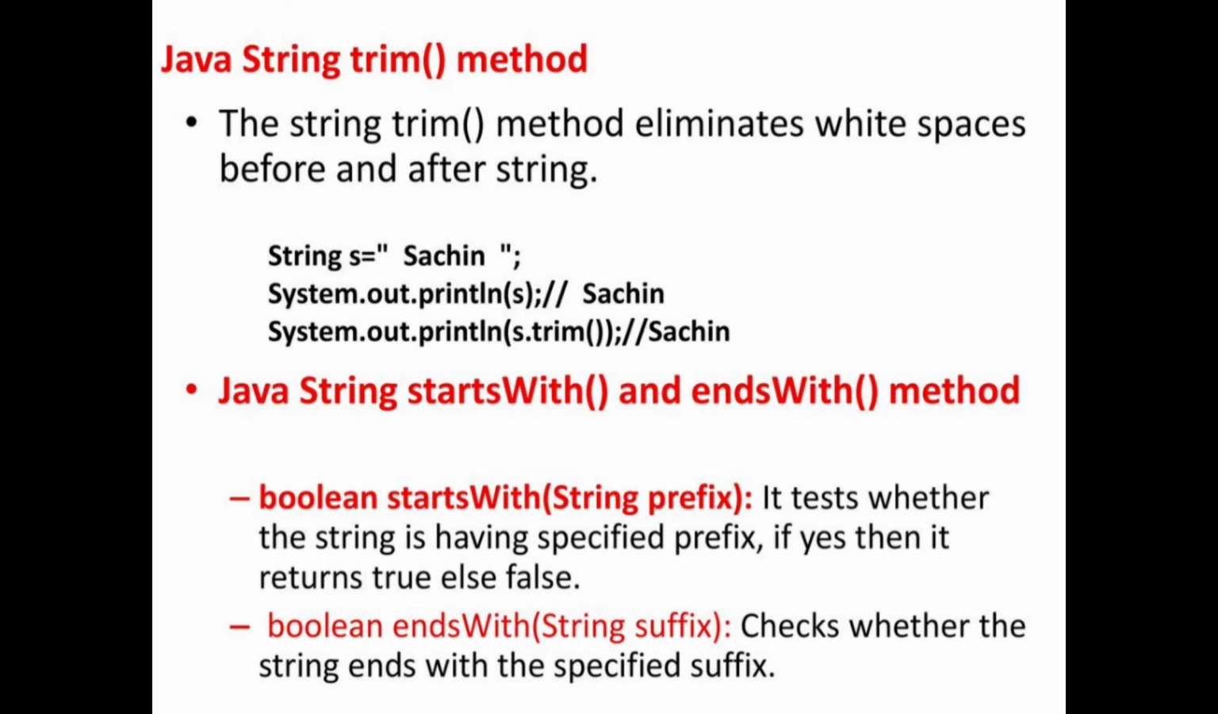Java string startsWith and endsWith methods. Boolean startsWith, string prefix. It tests whether the string has the specified prefix. If yes, then it returns true, or else false. Boolean endsWith means string suffix. It checks whether the string ends with the specified suffix.